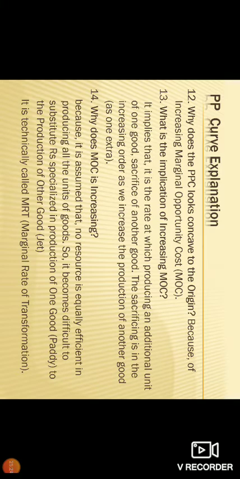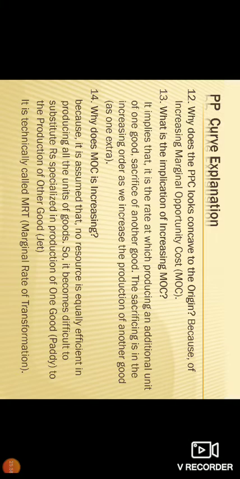Why does the PPC curve look concave to the origin? It is because of increasing marginal opportunity cost. I explained this when I explained the graph. The sacrifice becomes more and more: 1:1, 1:2, 1:3. This is called increasing. What is increasing? Marginal. Marginal means additional. To gain one, you have to sacrifice more. Opportunity cost: the cost of producing one becomes more and more for every increase of one. That's the meaning of it.